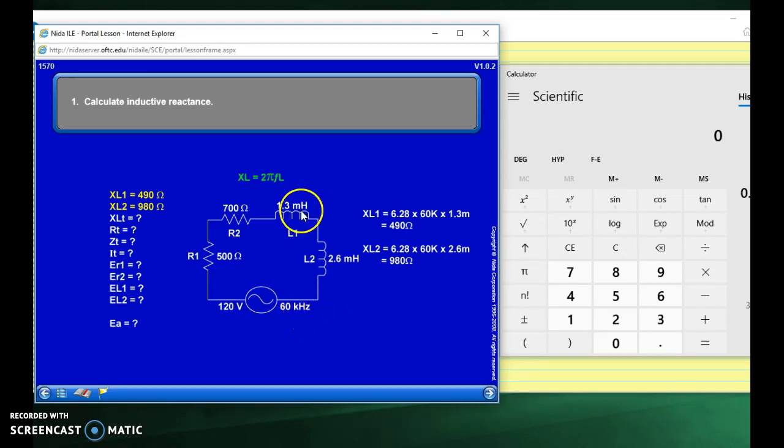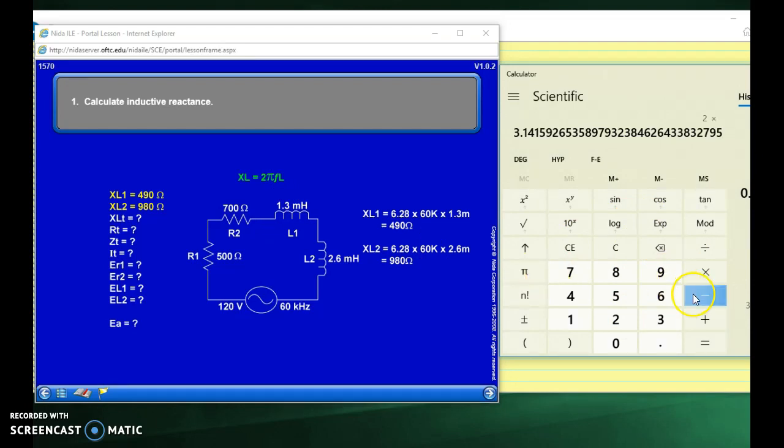But since milli is 10 to the negative third and K is 10 to the positive third, when we apply this formula, they cancel each other out. I'm going to use regular units. So that's 2 pi f L1, which is 1.3 millihenries. So I'm going to say 2 times pi times 0.013 millihenries times 60,000, which is what 60k hertz equals.